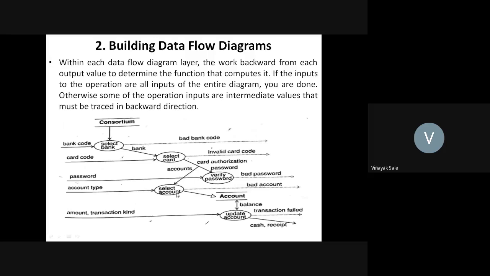If all are okay, then go to the account, then update the balance, update the account, then whatever transaction may be done, then there is a receipt. If the transaction failed, then bad transaction. This is building the data flow diagrams. So in each state it depends on the functions. Sometimes the inputs of an operation are all inputs of the entire diagram, otherwise some operation inputs are intermediate values that must be traced in the backward direction.